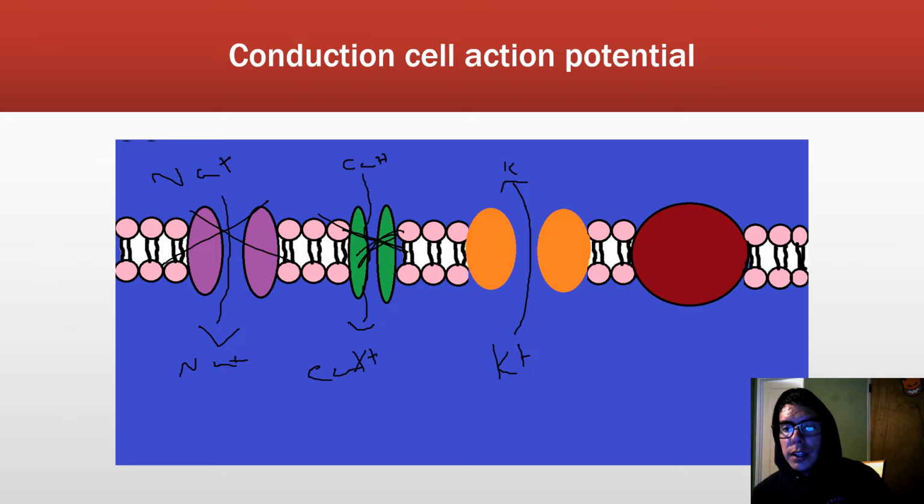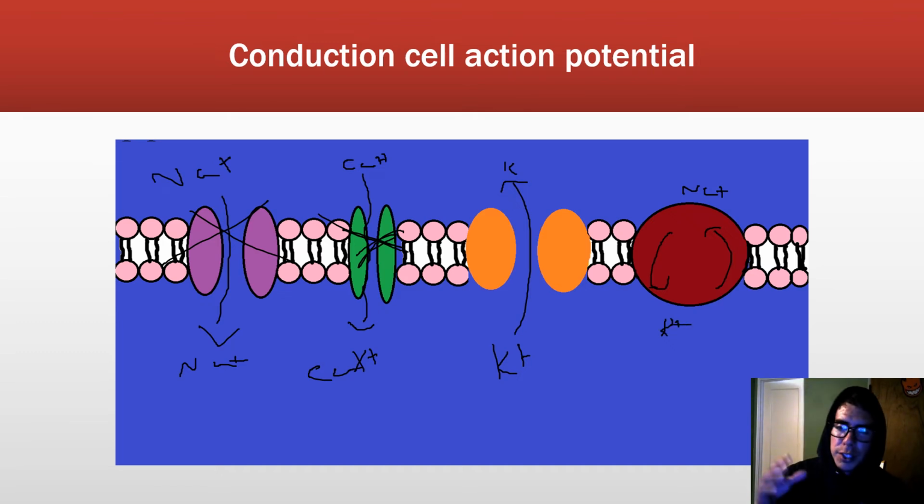And then the ATPase will swap things around, so it'll get rid of that extra sodium, and it'll bring that potassium back in and return it to a polarized state. And the calcium, we're not going to talk about that right now, but the calcium gets moved around by a different method.